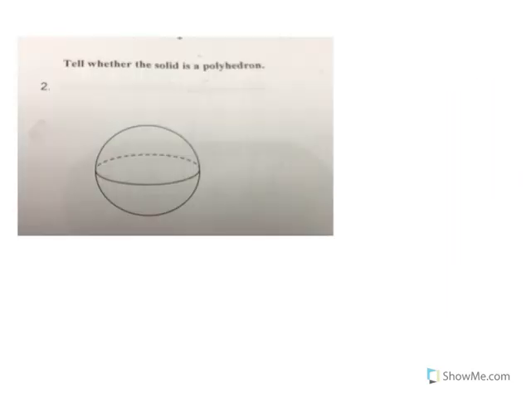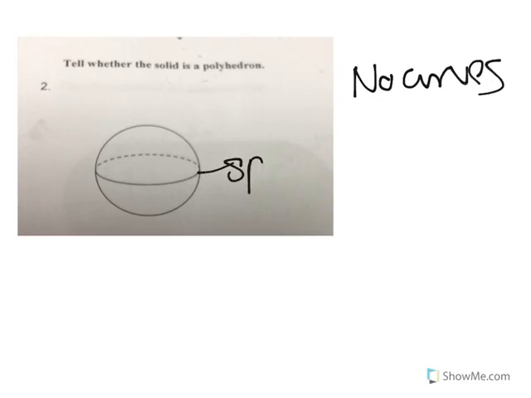Alright, number 2, it says tell whether the solid is a polyhedron. Okay, in order for a shape to be a polyhedron, it has to be made up of other polygons, and it can't have curves, so no curves. So here we have a sphere, and the whole thing is curves, so it's not a polyhedron.